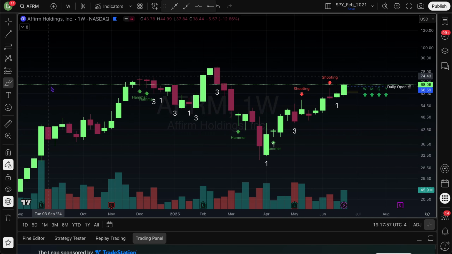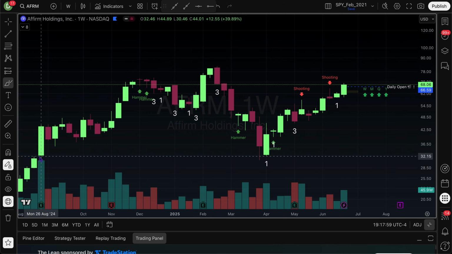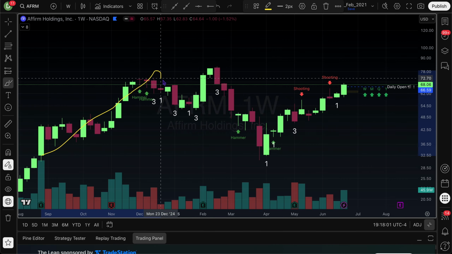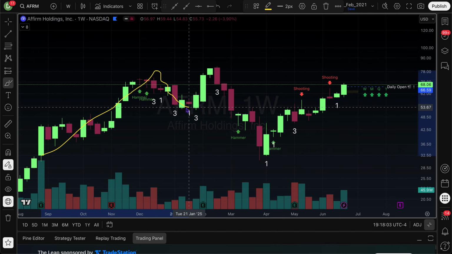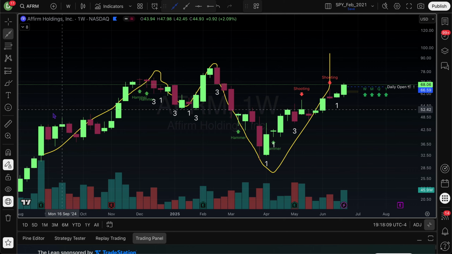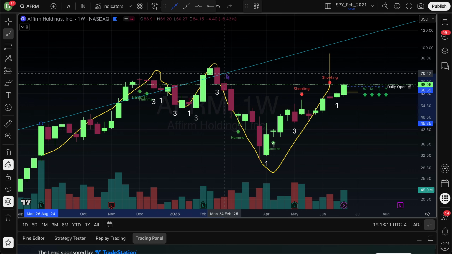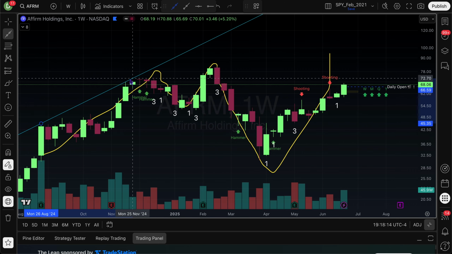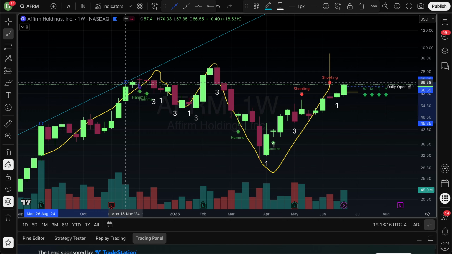And sometimes they're not super clean. Like this one, you could argue that it did high, tried to come down, couldn't make a low, made a higher high, boom, boom. Still, this would be my broadening formation. Regardless of how I draw my little line doodles, this would be my broadening formation.